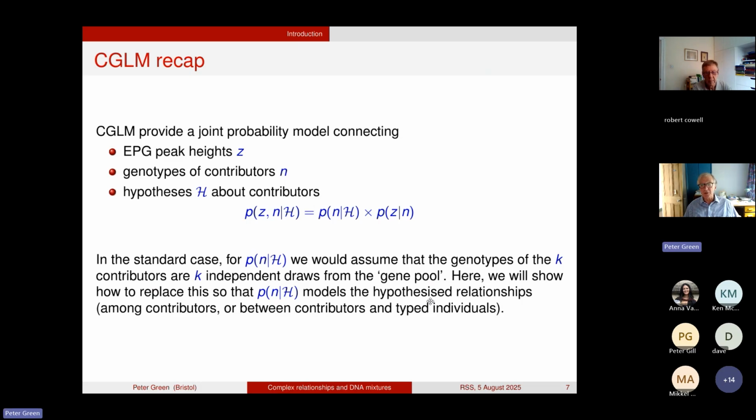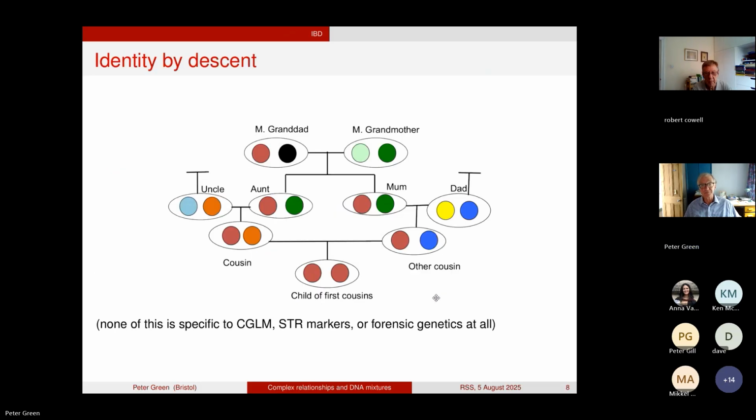And we're going to model relationships among the contributors and also between the contributors and other individuals who are typed, whether or not they contribute. Now, the key to this is basically Mendel. The key to this is identity by descent. At the level of precision we're talking about here with this kind of modeling, the sole genesis of relationships is identity by descent.